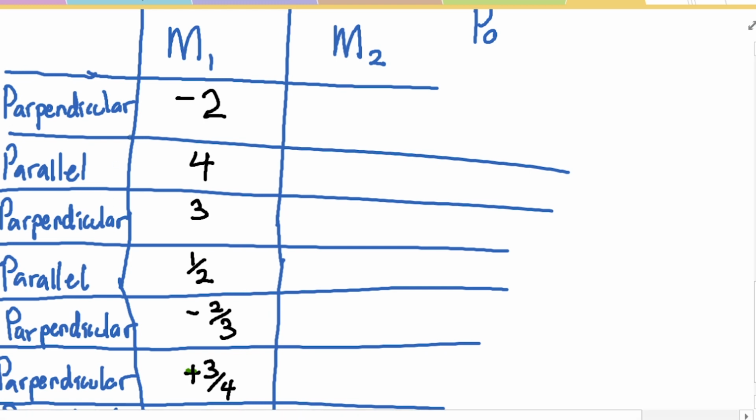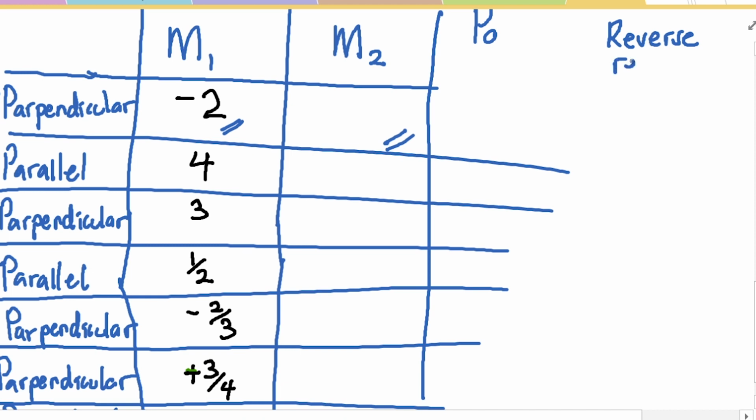All right. So if two lines, M1 and M2, are perpendicular, what's the gradient of the second line? I want to show you a shortcut here. If one of the gradients is -2, what's the gradient of the other line? When there are two perpendicular lines crossing each other, for the gradient of the second line, you just use this acronym. It's the reverse reciprocal. Just use this reverse reciprocal and you'll be able to get your answer.